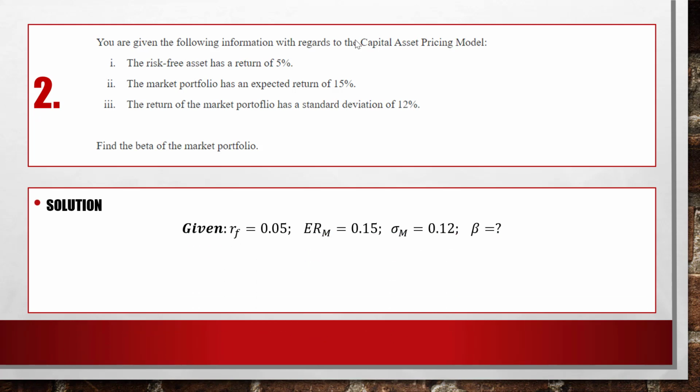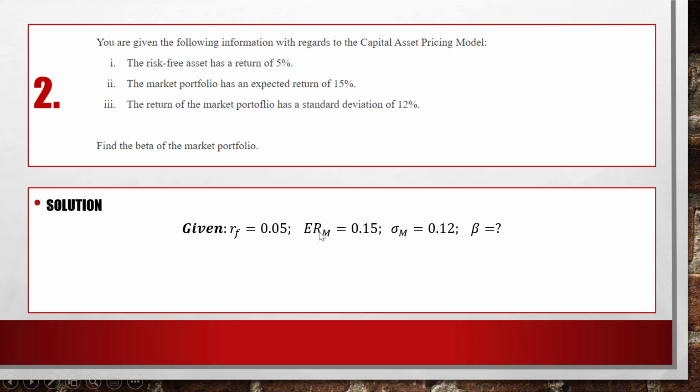So here, again, we have to summarize the question into some easy notation. First, the risk-free asset has a return of 5%. That means the risk-free rate RF is 0.05. The second piece of information, the market portfolio has an expected return of 15%. So ERM is 0.15. However, on the exam, you can write out RM.